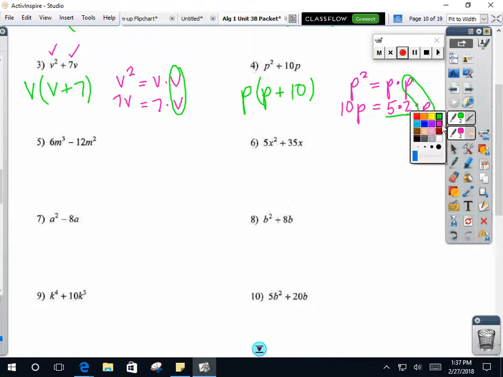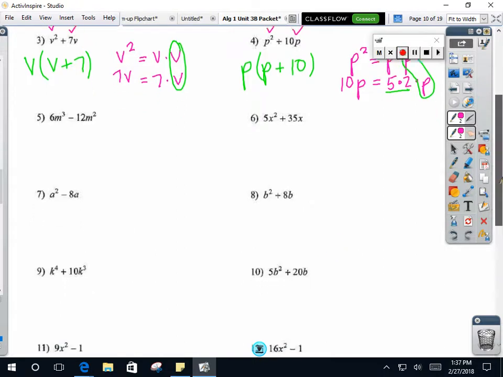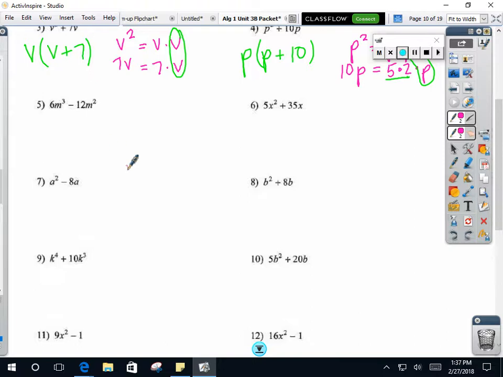Then you can just quickly check it. P times p is p squared. P times 10 is 10p. You starting to get the hang of it? Okay, now let's look at number 5. 6m cubed minus 12m squared needs to be factored. To factor it, we see what they have in common. So we list out both terms.